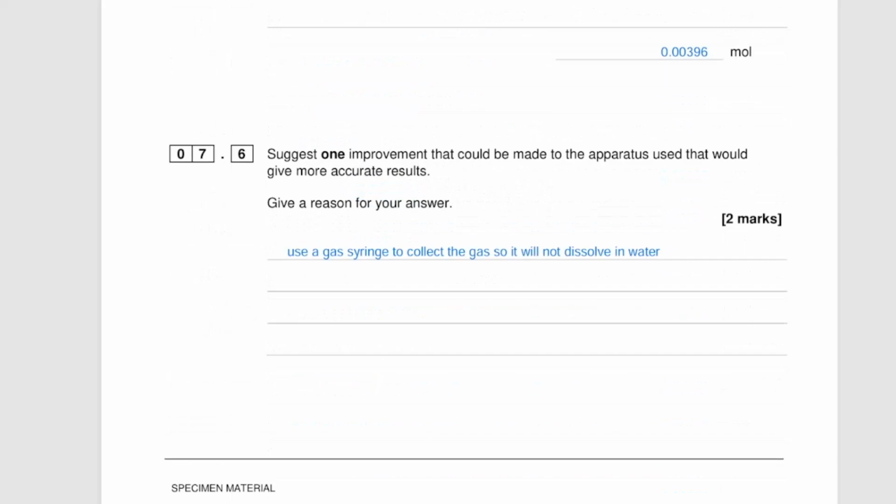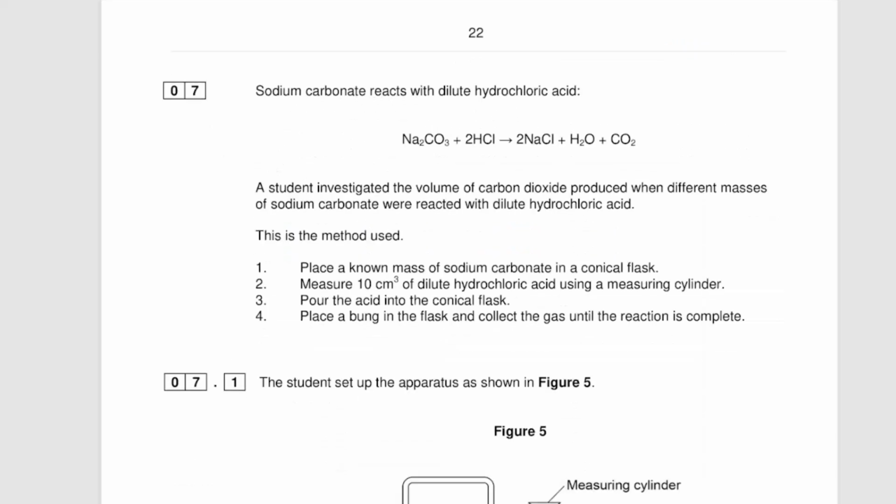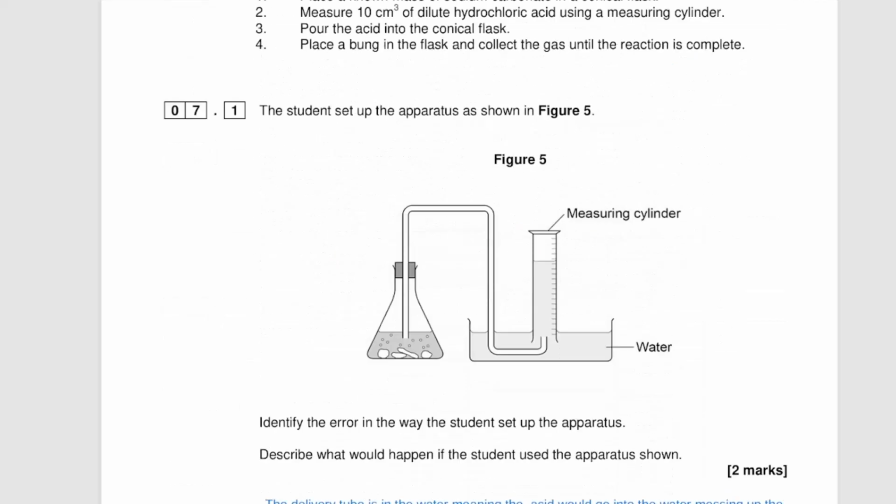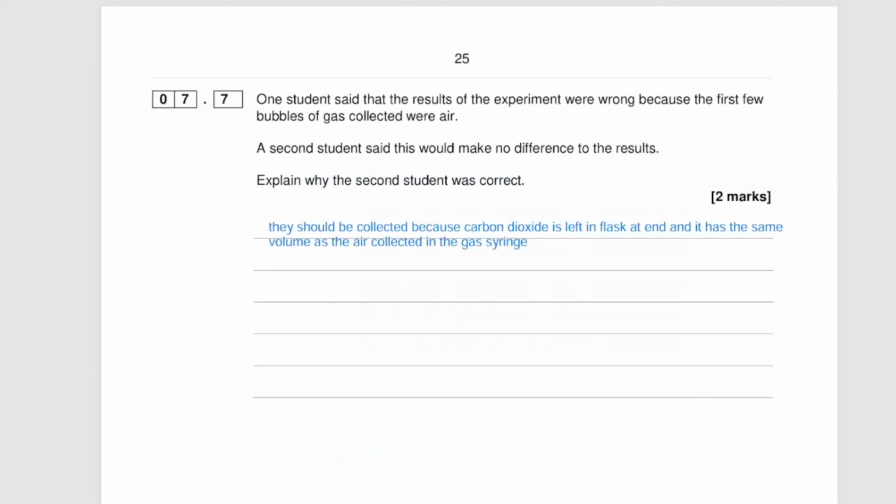And then suggest one improvement that can be made to the apparatus that would give more accurate results, and that would be using the gas syringe to collect the gas so it will not dissolve in water. And as you can see in the figure, they use it in a measuring cylinder, and some of the carbon dioxide could dissolve in the water. However, if you just attach a gas syringe on top, there'd be no water for it to dissolve in.